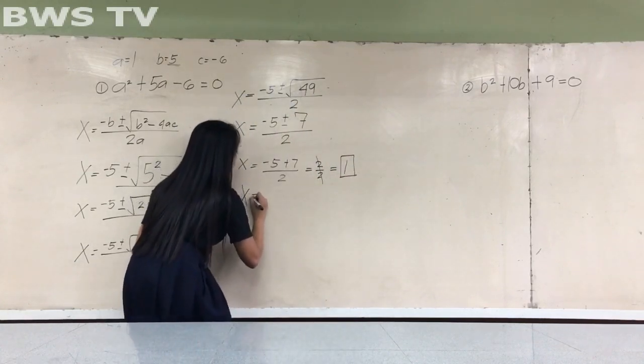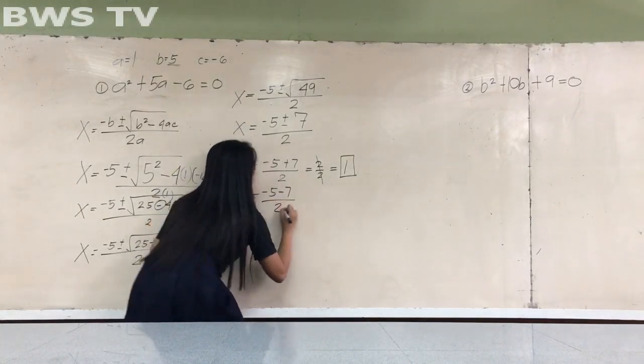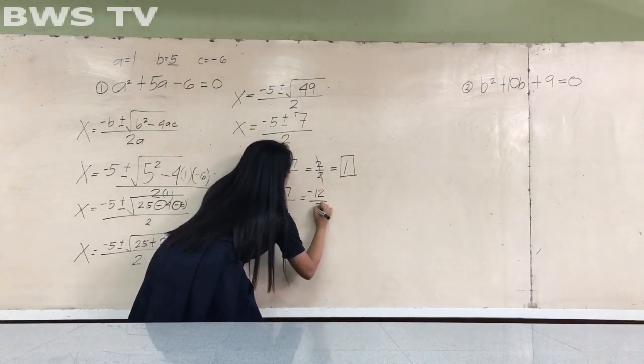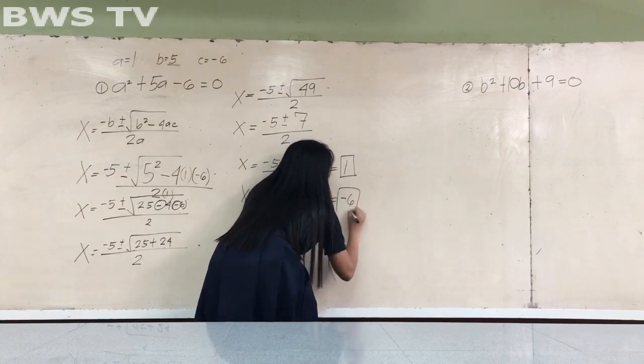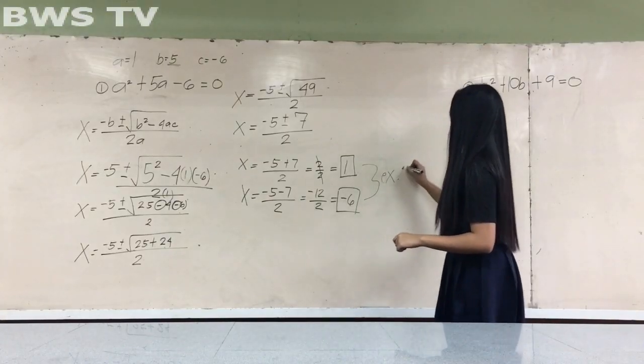x is equal to negative 5 minus 7 over 2, which is equal to negative 12 over 2. So the answer will be negative 6. These are the answers in example number 1.